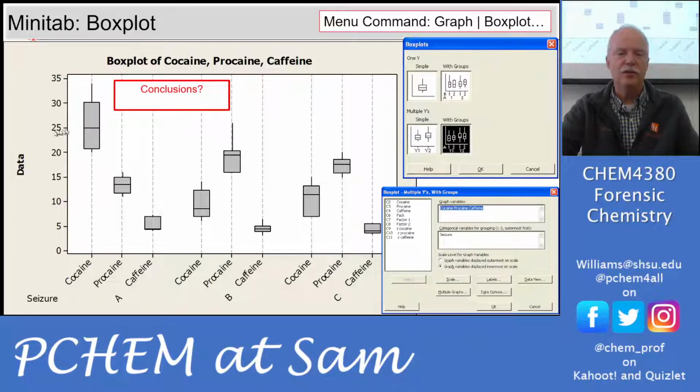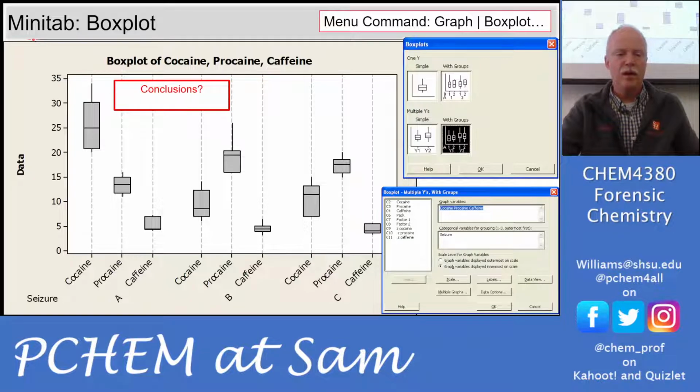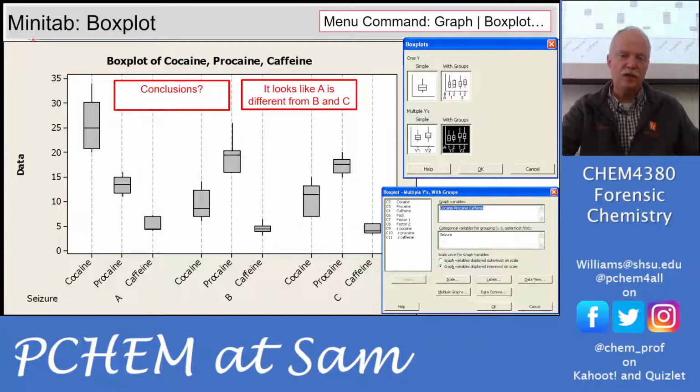So what are your conclusions here? So this is group A. We see the cocaine is really high. And here's group B and C. Cocaine is low here and cocaine is low there. So we definitely see a difference in cocaine amount. The procaine amounts are pretty similar, and the caffeine amounts are pretty similar. So it's really the difference between A and B and C are the cocaine amounts. So sure enough, A looks different than B and C.